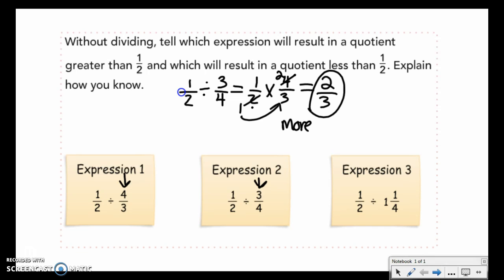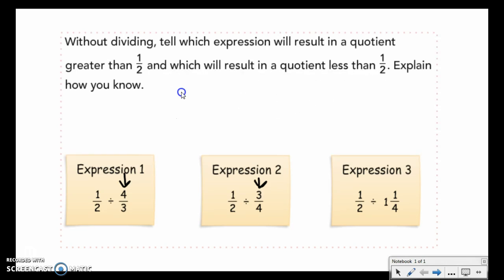Alright, so let's get into what we were talking about today. We are going to go over how to solve problems with a mixed number. Division. We've got this for multiplication, but let's go on to it for division a little bit. We have, for expression 3, 1/2 divided by 1 1/4.